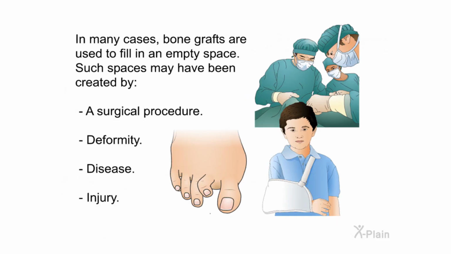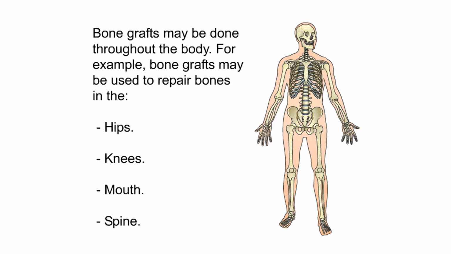In many cases, bone grafts are used to fill in an empty space. Such spaces may have been created by a surgical procedure, deformity, disease, injury. Bone grafts may be done throughout the body. For example, bone grafts may be used to repair bones in the hips, knees, mouth, spine.